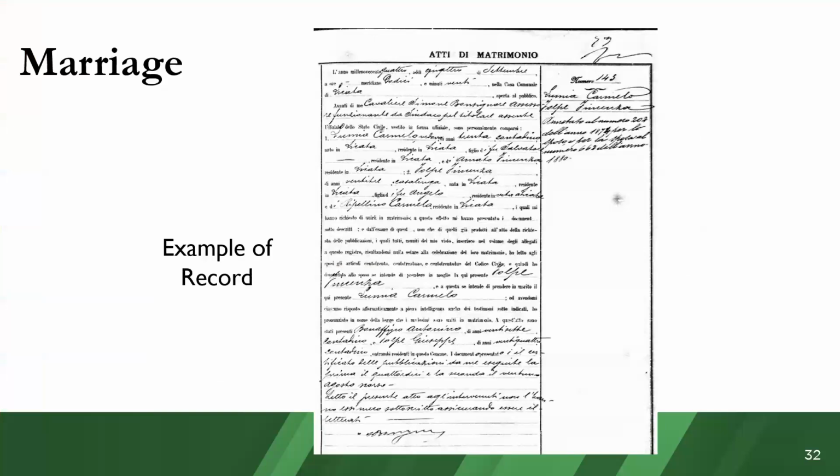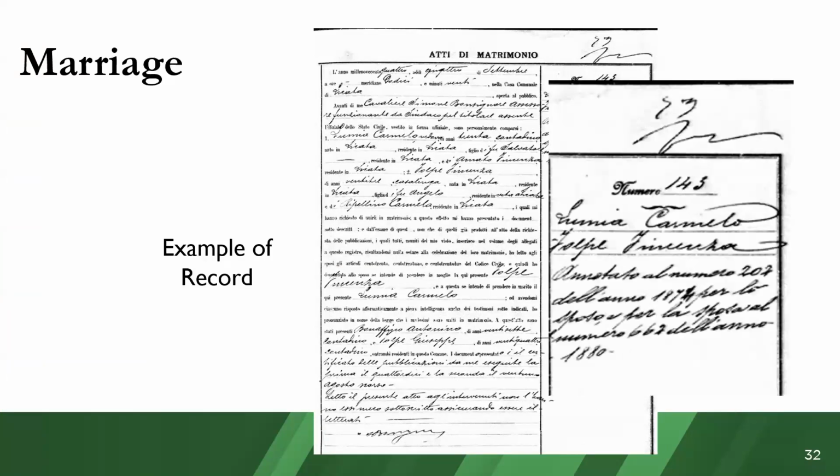Now here is an example of a marriage record. Okay, it's a little bit longer. It's got a little bit more information on it, but I want to show you this part here. Carmelo Lumia and Vincenza Volpe. This is their marriage record, but you'll also notice that they indicate birth information here.